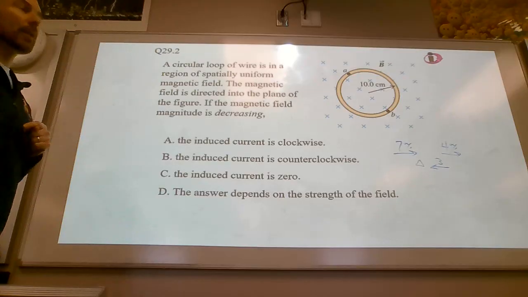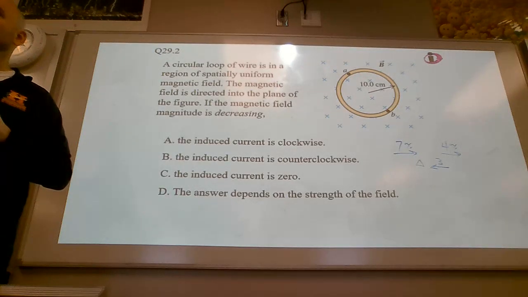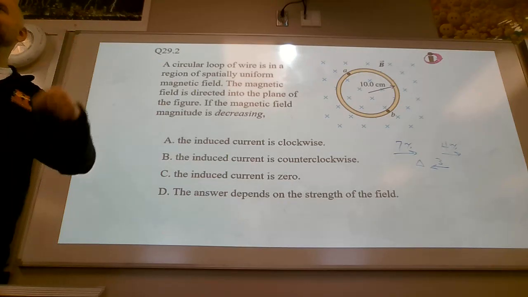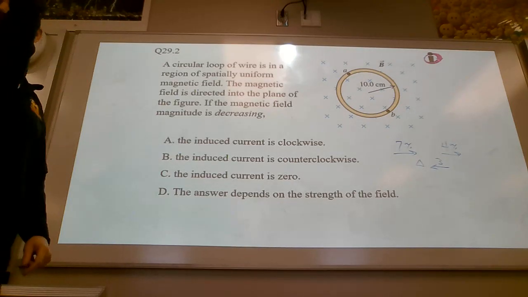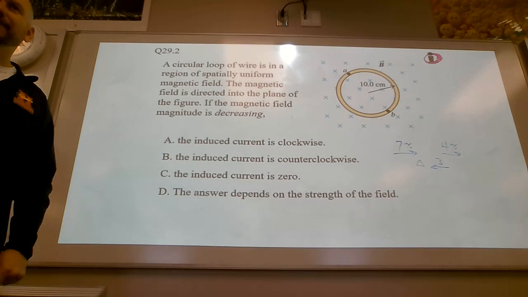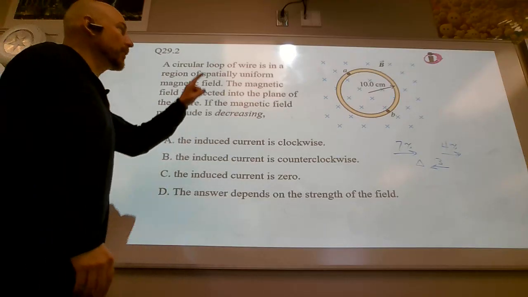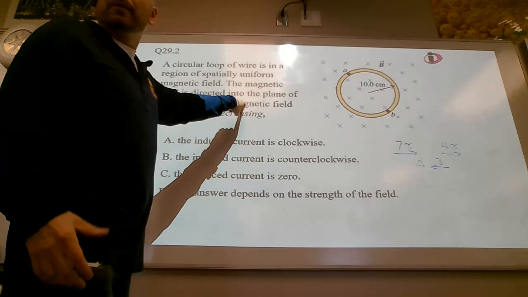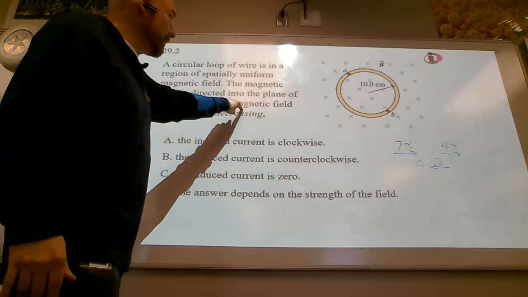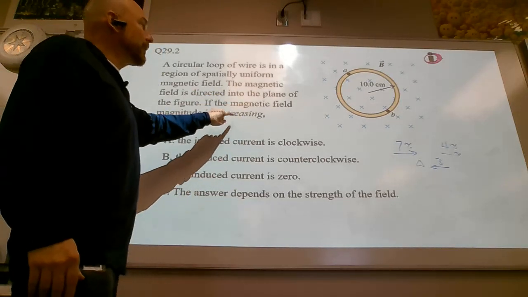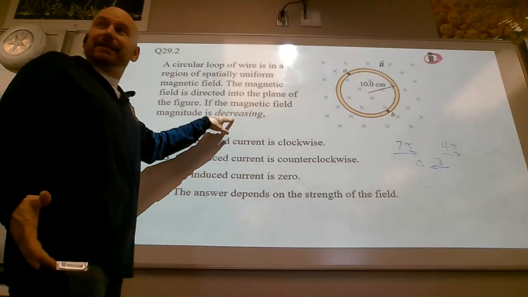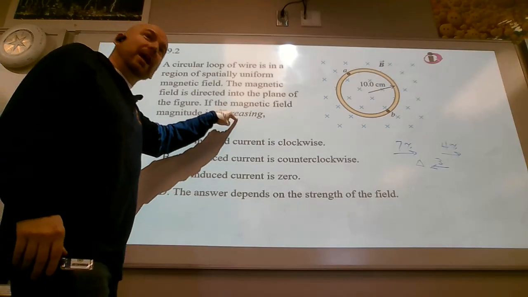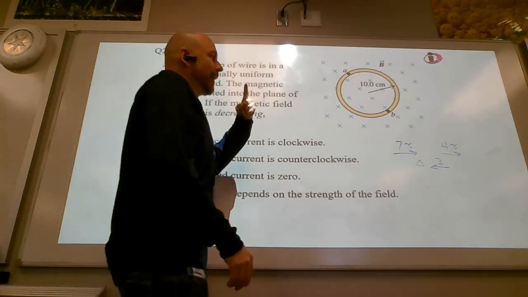Okay? Clockwise. I'll walk it through again. Ready? Once you get good at this, you don't need your left hand. You're just like boom, boom, boom, clockwise. So, direction of the flux is the same as magnetic field into the page. What's happening to that flux? It's decreasing in this example, so the direction of the change in flux is in the opposite direction.